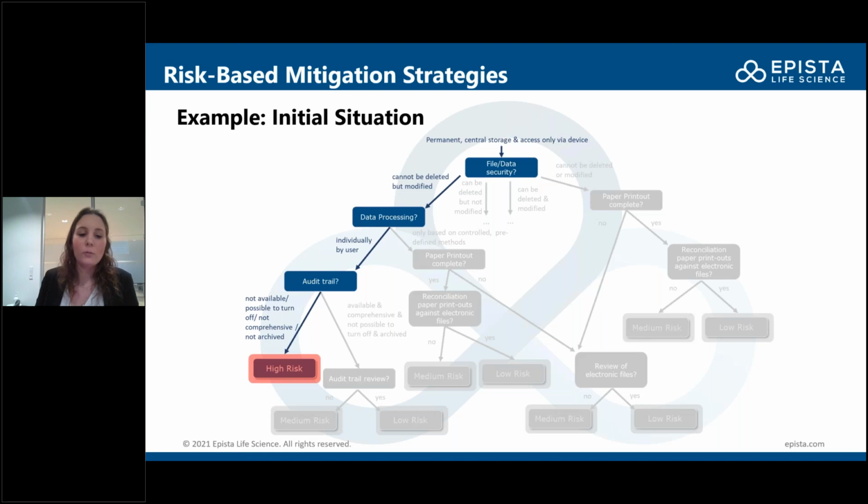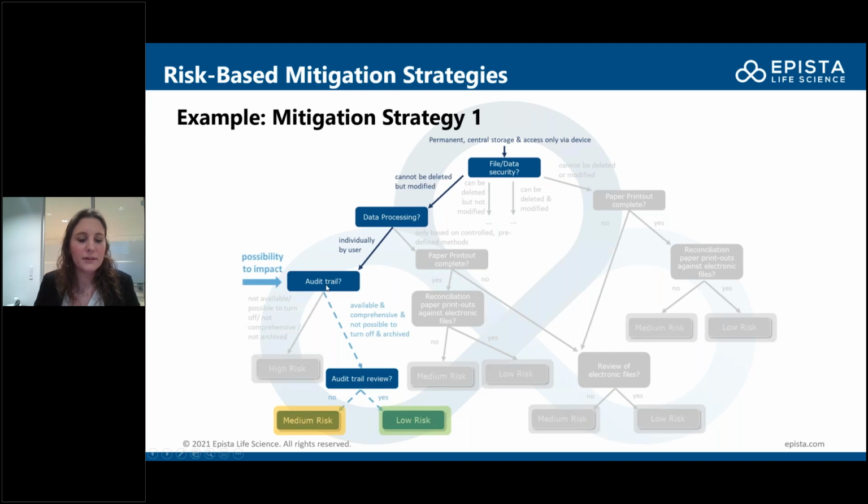Okay, so now what do we do about the system? Easiest and probably most obvious choice for most people is, well, we need an audit trail. So either you upgrade your system, or you activate your audit trail, sometimes it's available, just not activated. If you then say, okay, now I have an audit trail available that's comprehensive, that I can't turn off and it's archived, then you are automatically moving to the next question. Do you have an audit trail review? And if you say, yes, we are implementing that, then congratulations, you just moved your system from a high-risk system to a low-risk system.